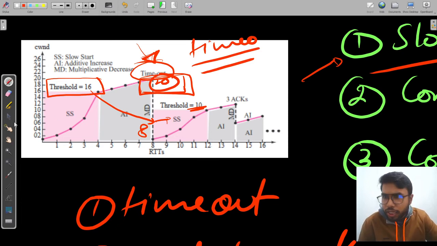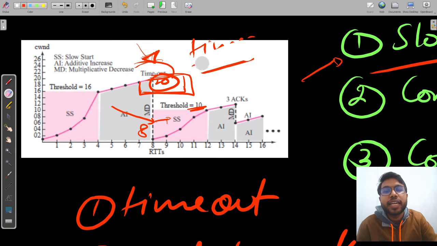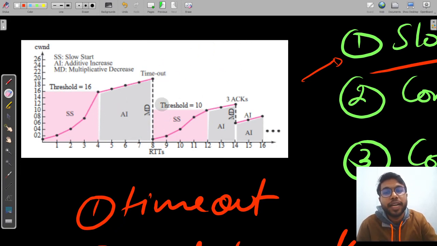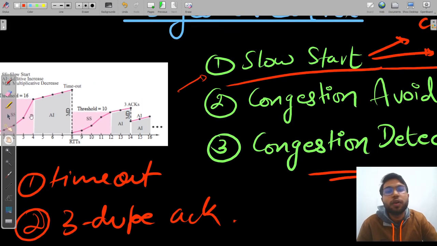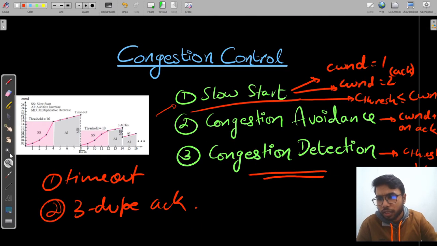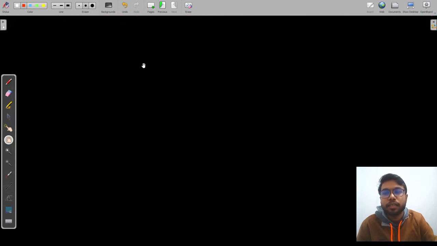Hopefully that was clear. Now let's see why we are saying that we are detecting congestion when there is a timeout or when there is 3 duplicate acknowledgement, right? So those were the 3 phases, right? You keep fluctuating through them and you get the most optimal congestion window eventually, right? Okay. Let's see why your timeout or 3 duplicate acks say that you have detected congestion.